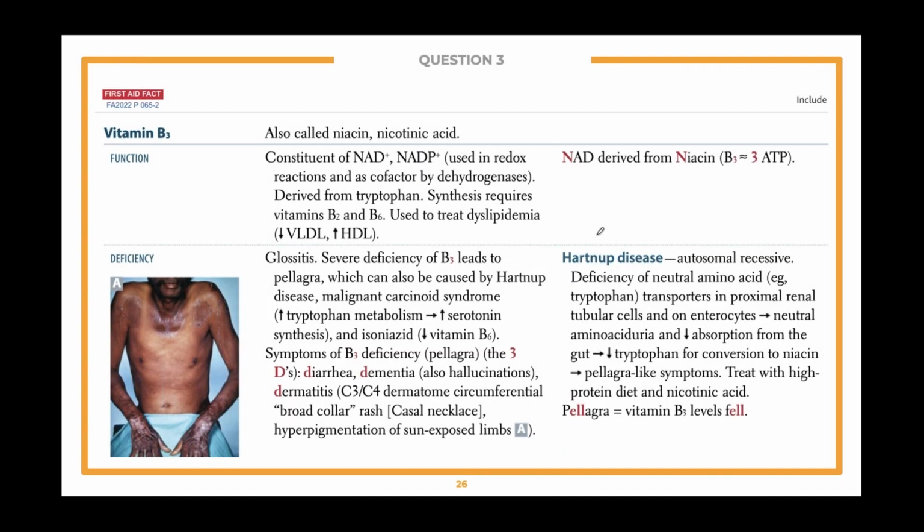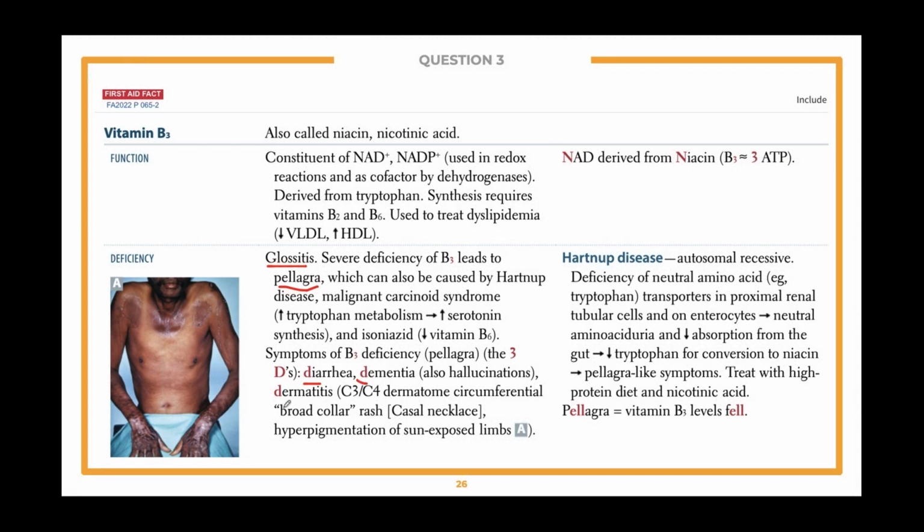you can see here, this is our First Aid table on vitamin B3 or niacin. And you can see how this can present. This can present with glossitis, which is an enlarged tongue. Our patient did have an enlarged tongue. And also, severe deficiency leads to pellagra, which presents with diarrhea, dementia, and dermatitis, which includes hyperpigmentation of sun-exposed areas.